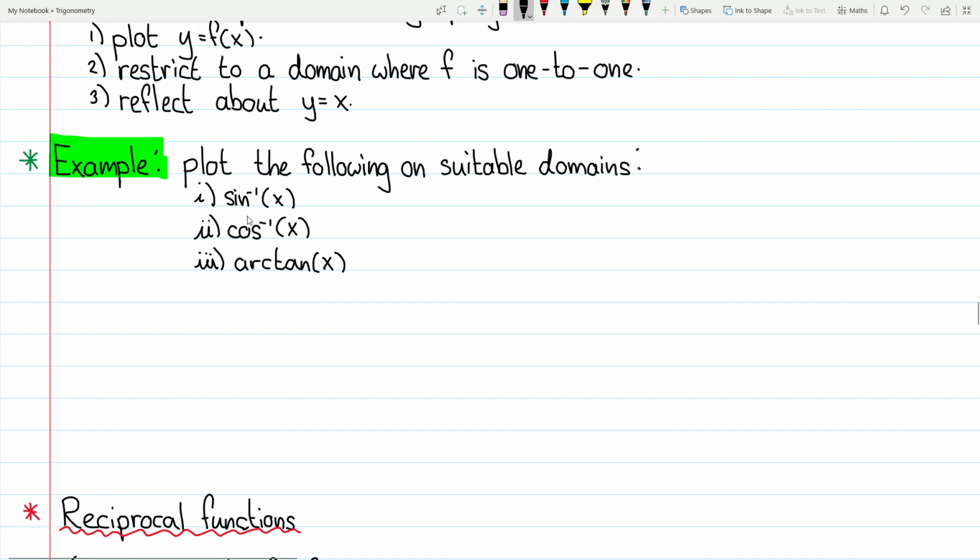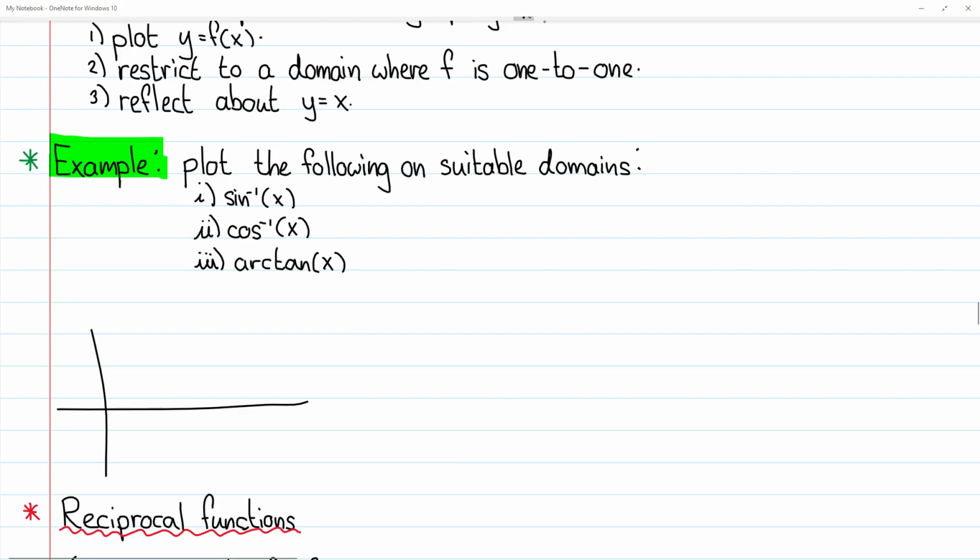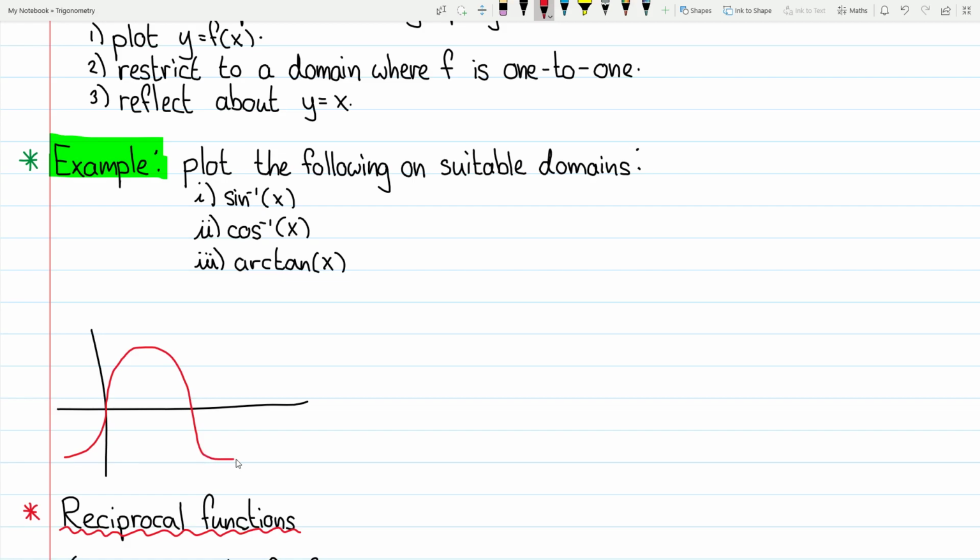So I'll do an example here. Y equals sine inverse. We know that the sine graph looks like this. In fact, if we start at 0, it looks like this. So we start at 0 and we go down and up and down and whatnot.